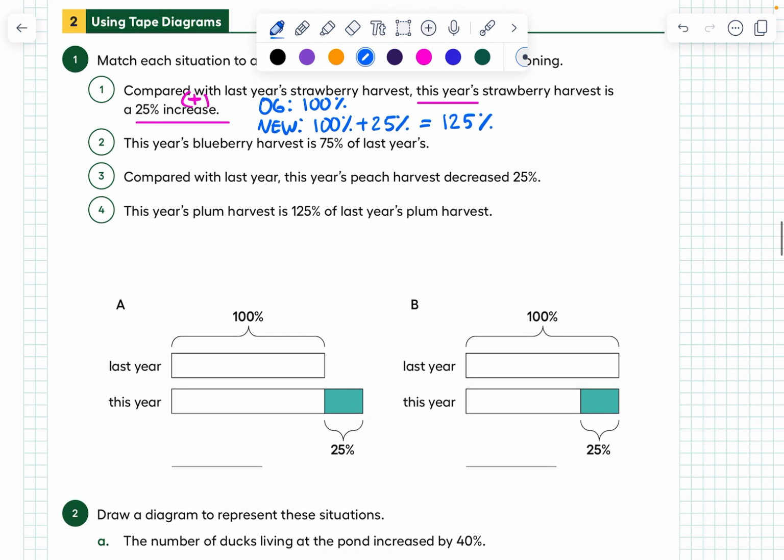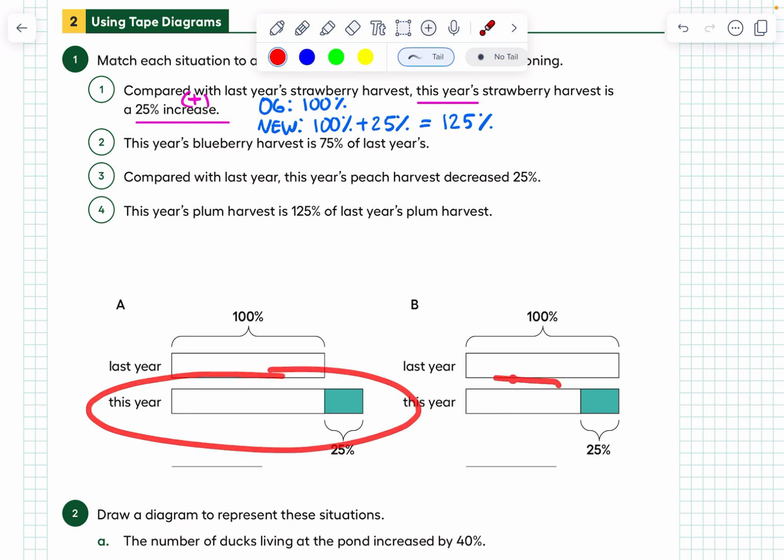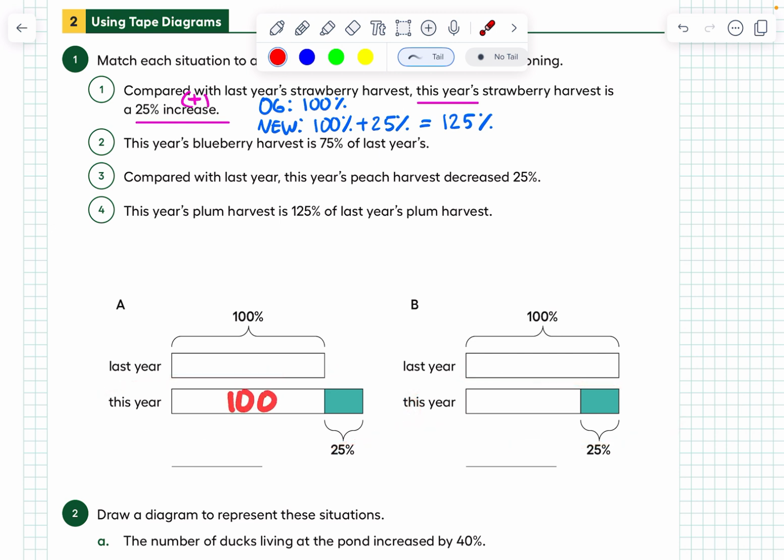Take a look at diagram A and B for this year. Which one of those represents 125%? Okay, very good. It's this one on A. So we're going to put 1 right here, and we're going to move on. All right, number 2, it says this year's blueberry harvest is 75% of last year's.